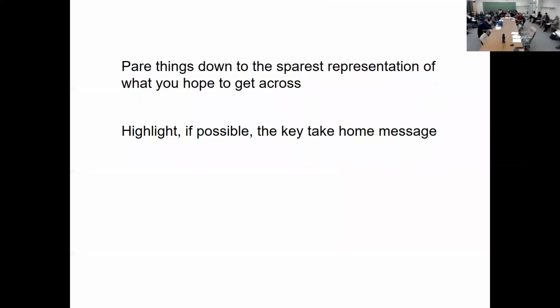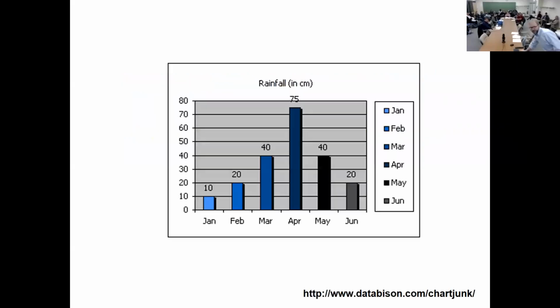All right, so general thoughts about making slides and dealing with images or graphical presentations of data or whatever. One is to try to pare things down as best you can to the sparest representation of whatever you're actually trying to get across. And then to highlight, if you can, the key thing that you want people to remember. So I'll show you some examples.